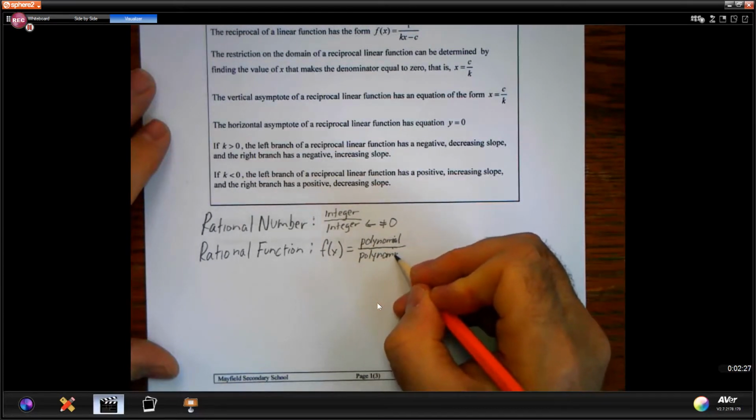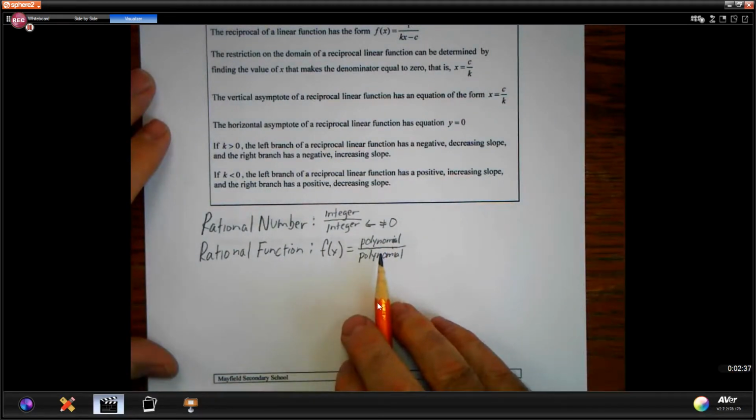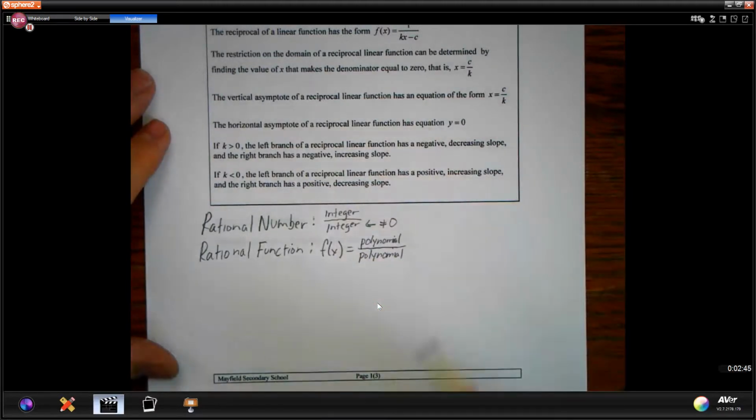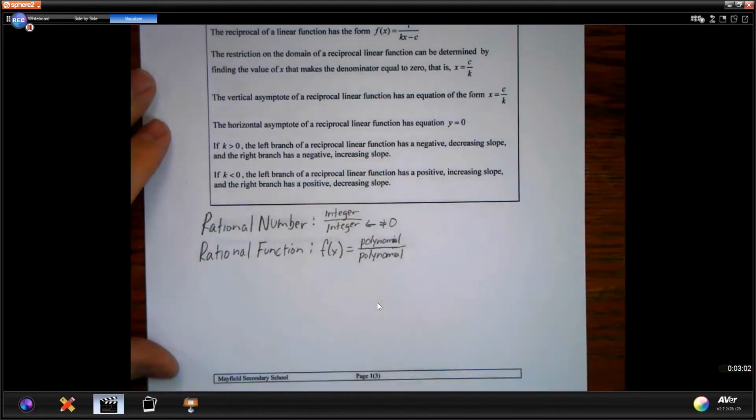If you remember, a polynomial function can be all sorts of different categories or classifications. A polynomial could be just a constant, like a number. It could be linear, 2x plus 1. Could be quadratic, cubic, etc. We have the same issue here: this function would not be defined if that denominator polynomial or expression was equal to 0. So we're going to have to look at that.